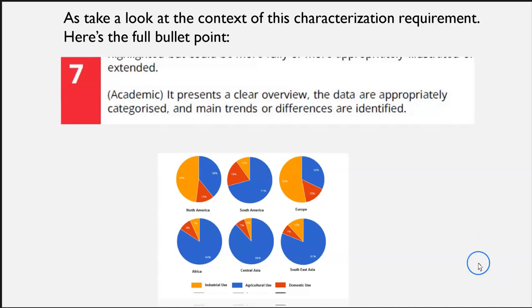Okay, so let's look at the context in which this part of the band descriptors is located. It's talking about an overview and presents a clear overview. The data are appropriately categorized and main trends or differences are identified. This was almost the same in the last version, except now that they've added categorize, we should talk about it. Okay.